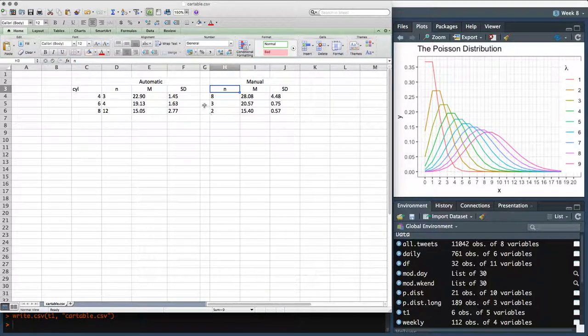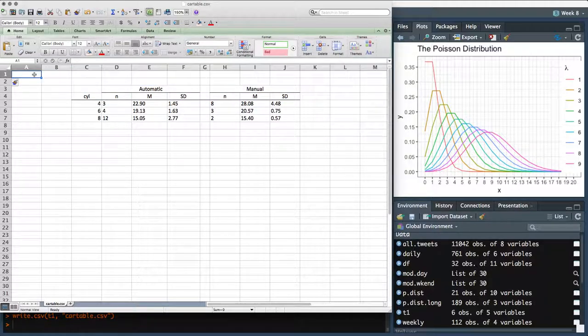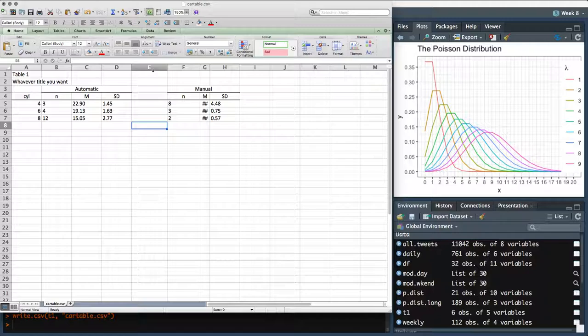Collapse this down. Now notice that I left this extra column in here because now when we go back in to start adding all of our lines, we'll come up here, and this would be Table 1, whatever title you want. And then I'm going to delete these cells to just shift everything over.